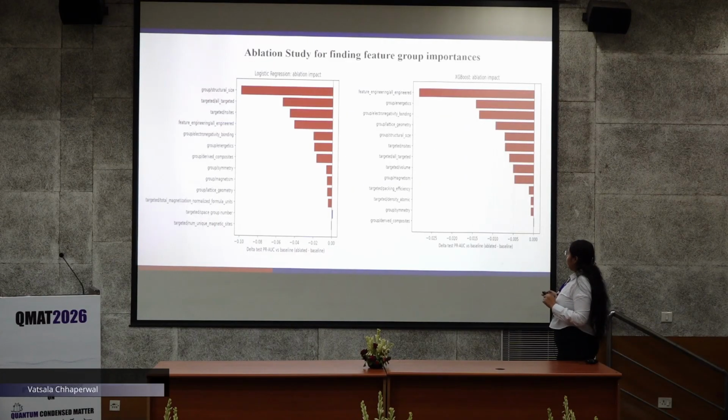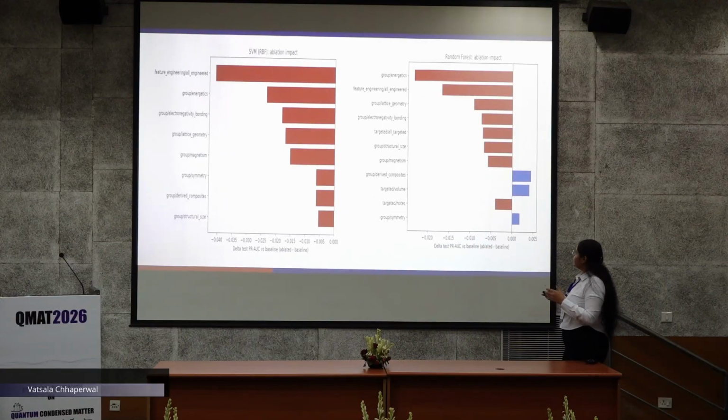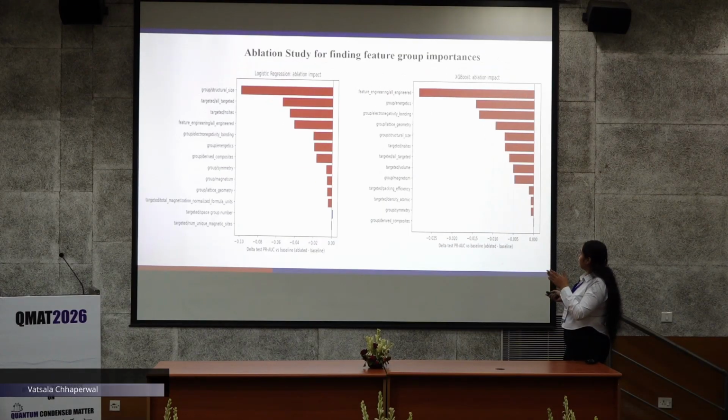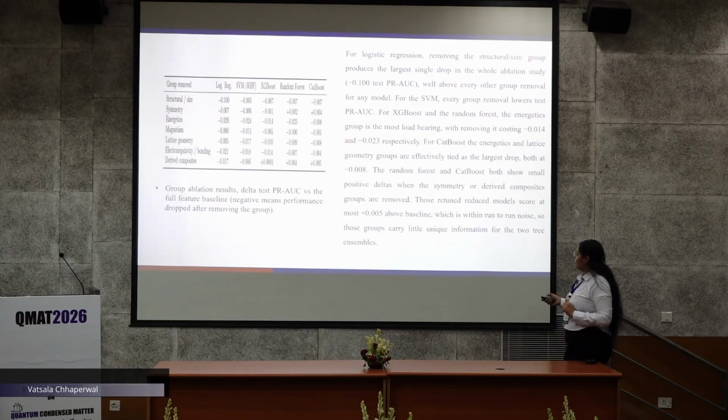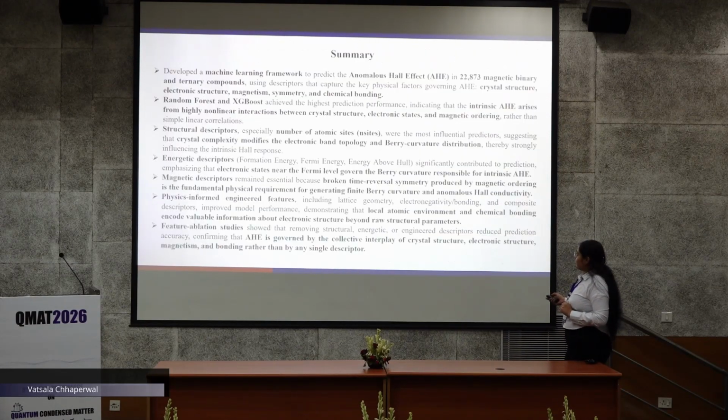So from all of these, these are the feature ablation studies that I already talked about, that is the target group and the feature engineered studies, for all the models that I performed. The ablation studies were only performed on the logistic regression, XGBoost, and SVM, not on the random forest and the CatBoost model. So these were the results that I got.